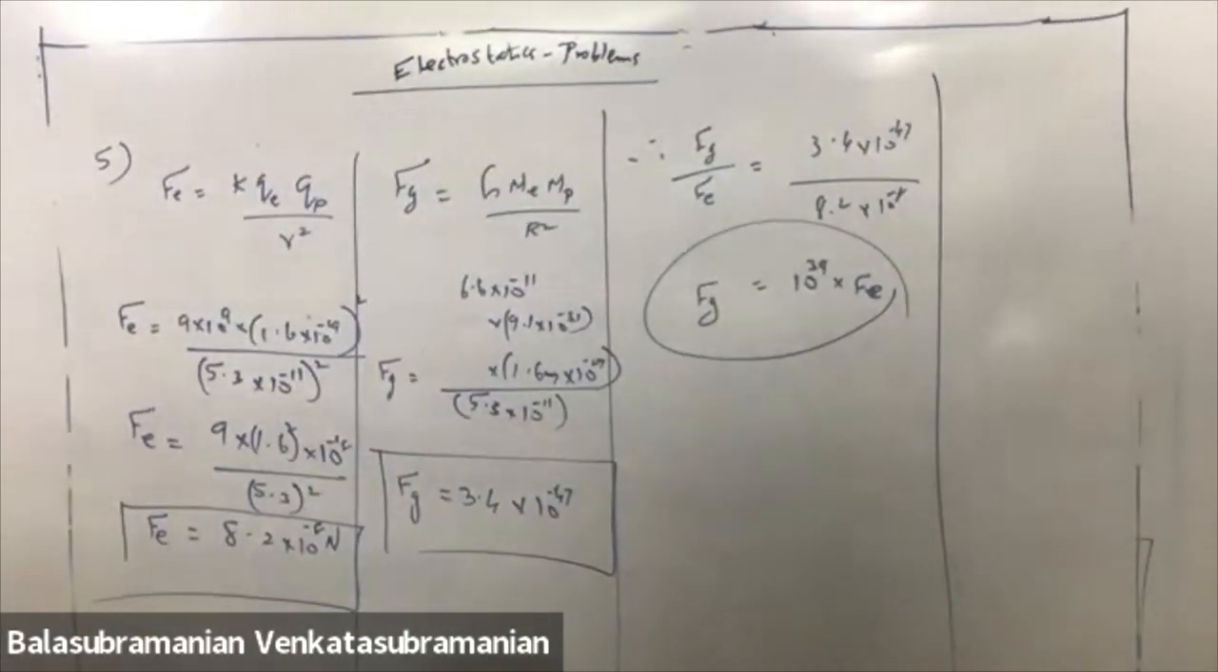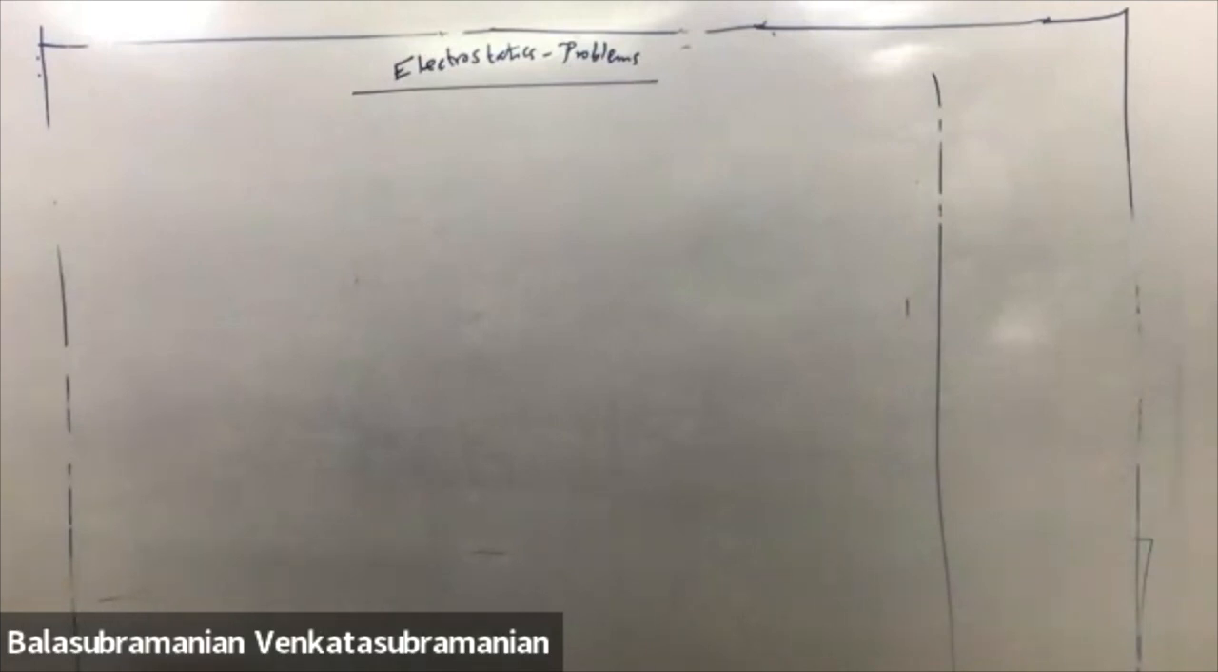Sixth one. A spark plug in a bike or a car is used to ignite the air fuel mixture in the engine. It consists of two electrodes separated by a gap of around 0.6 millimeter. To create the spark, an electric field of magnitude 3 into 10 power 6 volts per meter is required. You have to calculate one potential difference to produce the spark. Second, if the gap is increased, does the potential difference increase, decrease or remain the same. Third, find the potential difference if the gap is 1 millimeter.